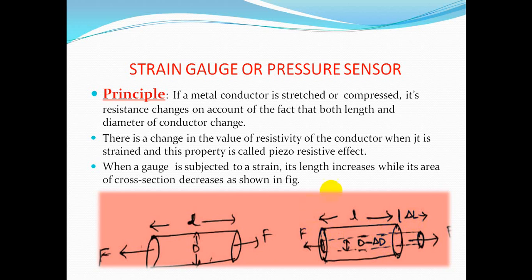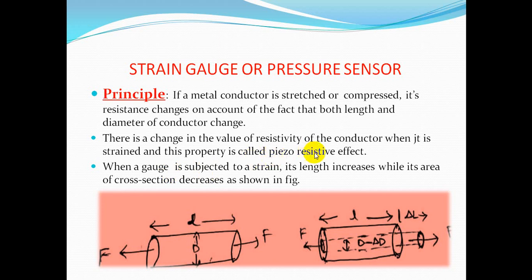So when the length and the diameter change, the resistance of the conductor also changes. This is the principle behind the strain gauge sensor. When the conductor is stretched or compressed, both its length and diameter change, and on account of that, its resistance also changes. By estimating the resistance, we can estimate the strain produced in the conductor or gauge. So this is the principle of the strain gauge sensor.